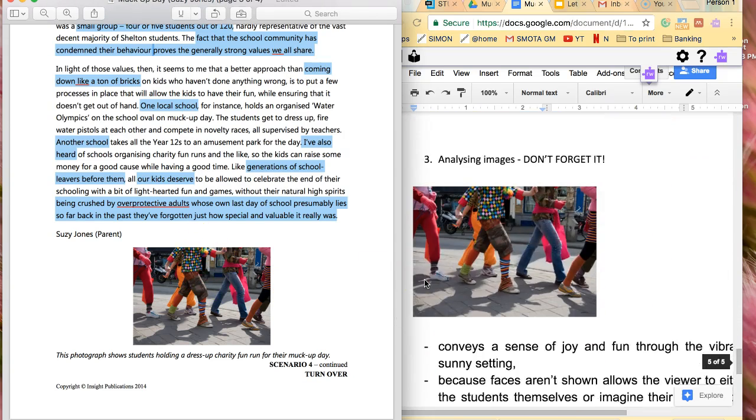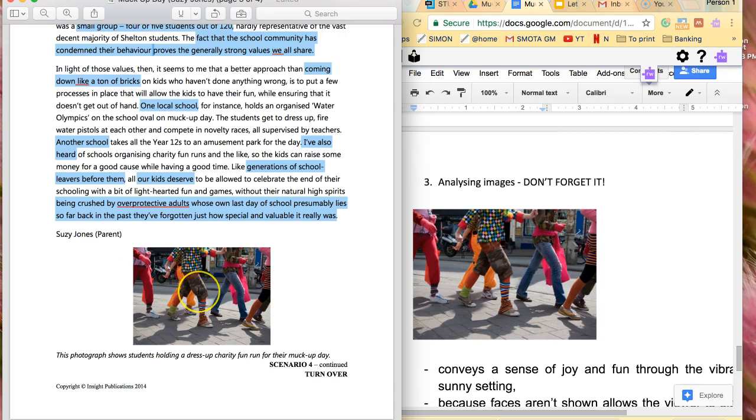All right, one last thing to talk about is the image. Now, you can't forget the image. Whenever you're analyzing, you must make sure that you mention in your analysis where the image further reiterates an argument that's being made in the writing. So it says, this photograph shows students holding a dress-up charity fun run for their Muck Up Day. So this is reiterating this point she made here about it being a charity fun run. Okay, so I'm going to underline that.